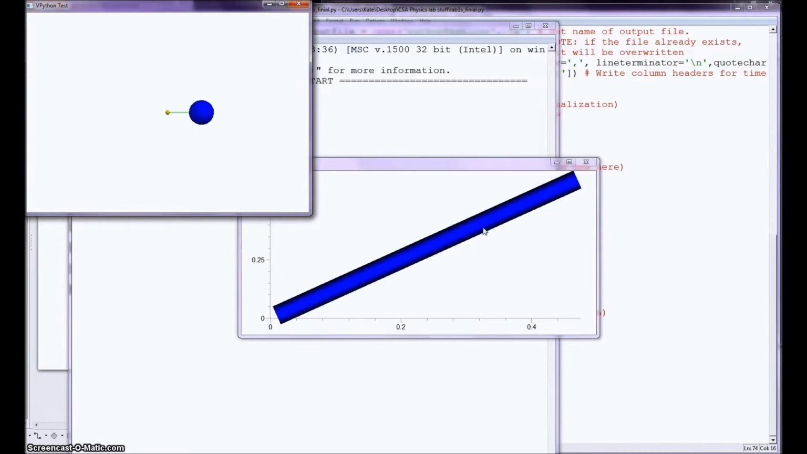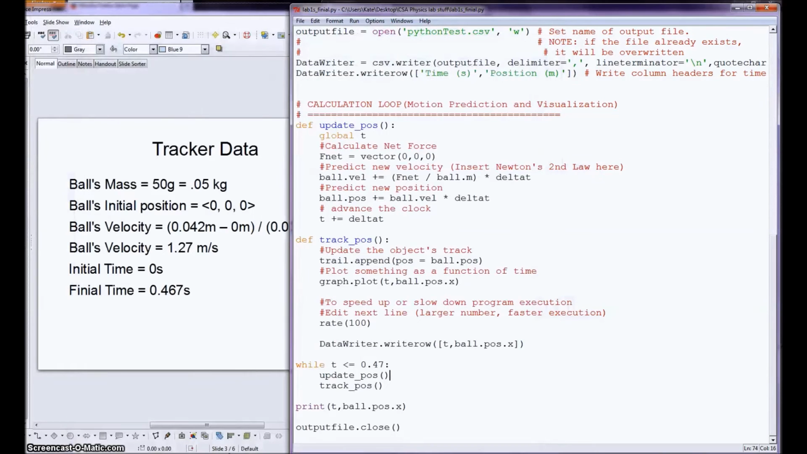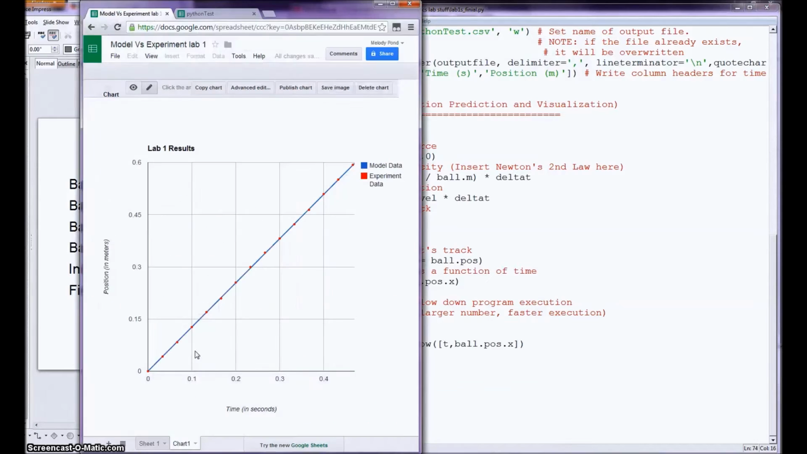If I graph the data from the model alongside the data from tracker, we get this graph where the model data is shown in blue and the experimental data is shown in red. You can see that the model data matches the experiment data throughout the entire graph, which means that the model is, in fact, a good representation of the experiment.